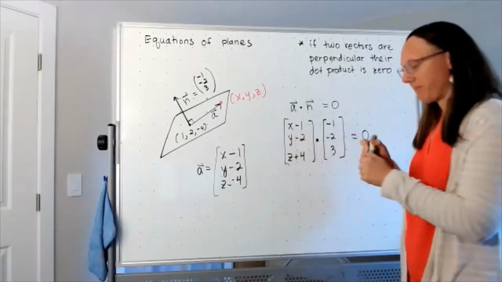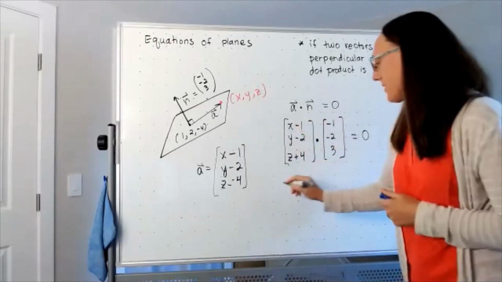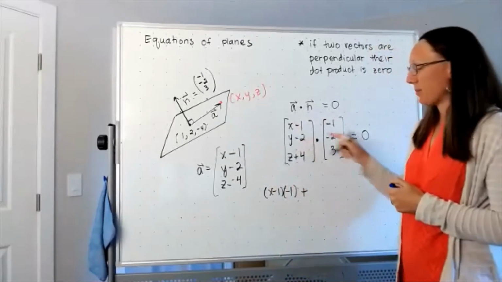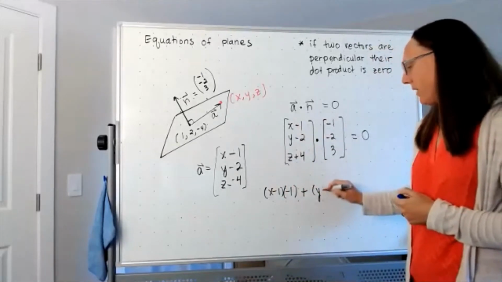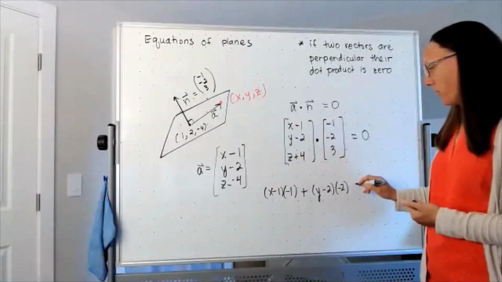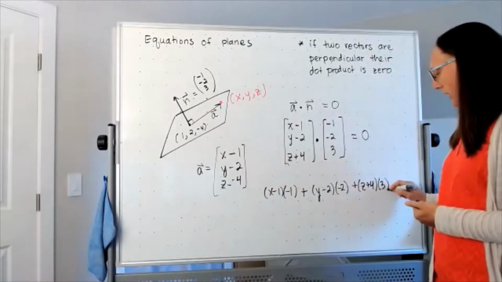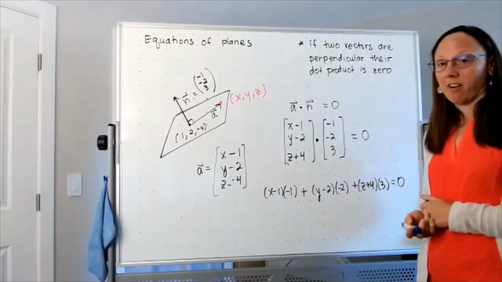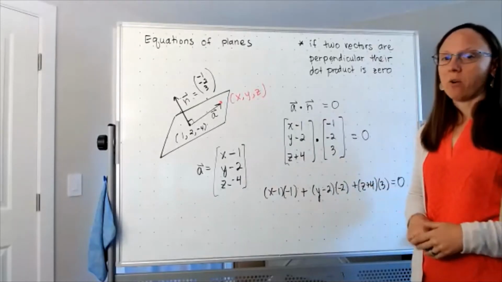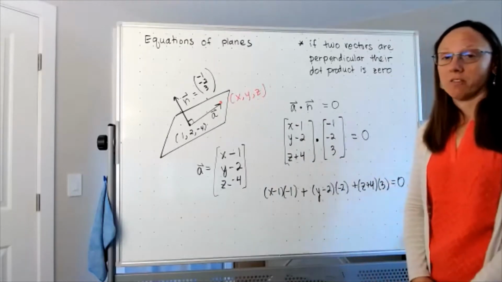With our dot product, we're going to multiply the first components together. So I would have x minus 1 times -1. Add that to multiplying our second components together, y minus 2 times -2. And add that to multiplying our third components together, z plus 4 times 3. And set that equal to 0. That is the equation of the plane. You can distribute things out, you can rearrange it, but that is all we actually need to do to write the equation of the plane.